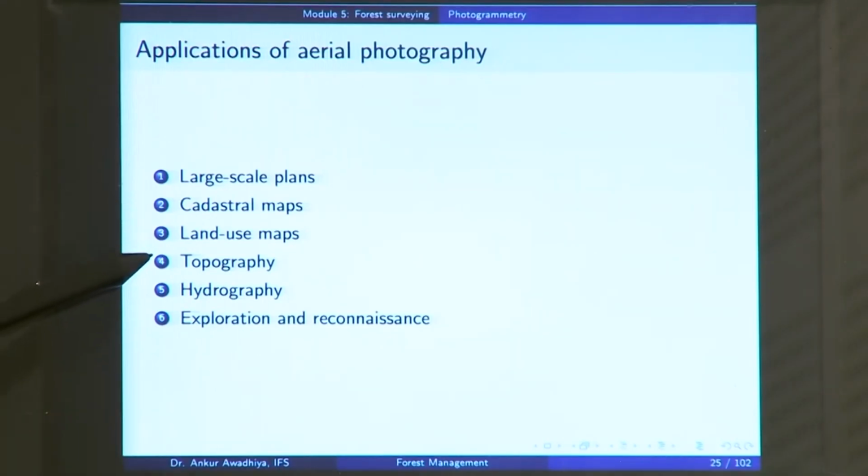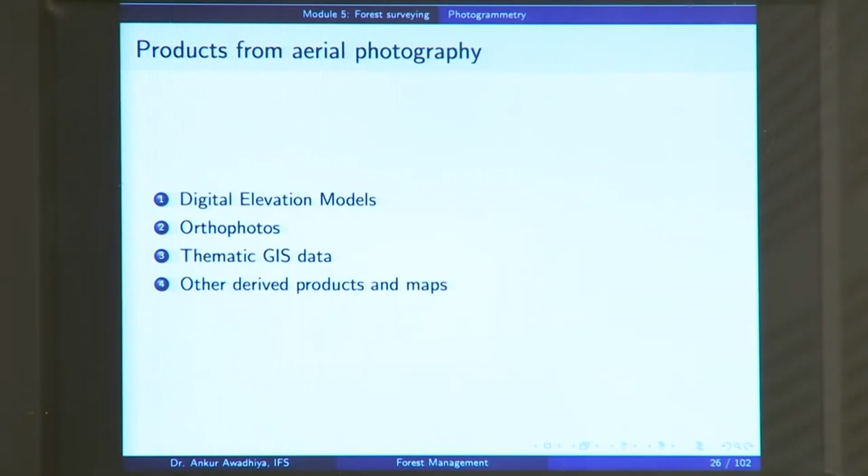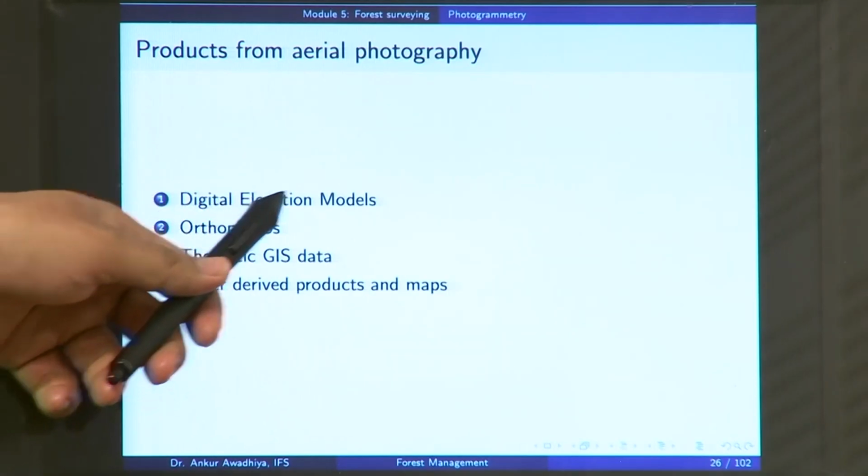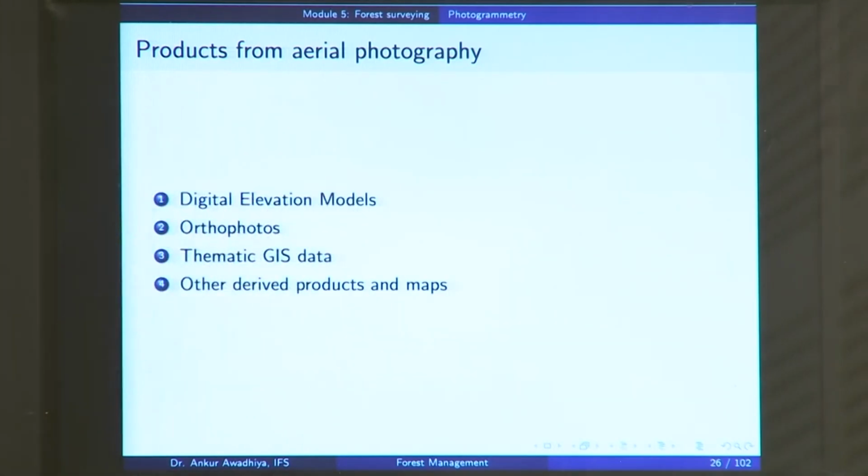You can even make topography maps which give you a 3-dimensional representation, say in the form of contour lines. You can make a hydrography map which gives you an idea of where water is going to flow on the terrain. You can also construct exploration and recce maps. And using these aerial photographs, you can construct digital elevation models. In this case, we have an elevation model that is constructed digitally.